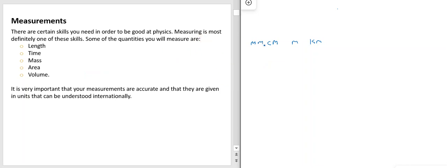So depending on how big the object is, we would use appropriate units to measure the particular object, whatever it is that we're trying to measure the length of. And it's similar with the other properties as well.